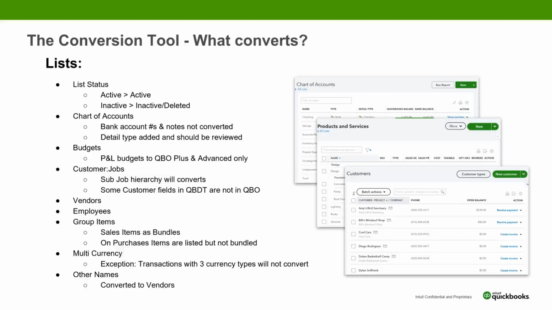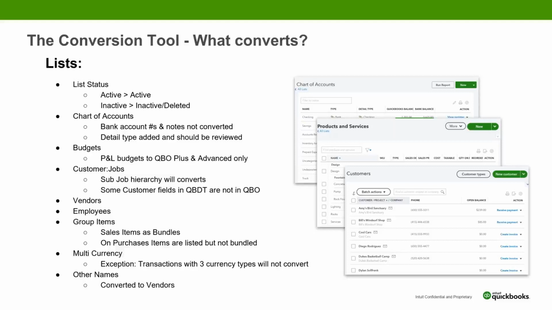The P&L, yes, it's going to convert over no problem, and only the P&L budgets that you have in Desktop will come over. The budget feature only exists in Plus and Advanced, but if you were converting them to Essentials, no budget at all. So just something to consider.